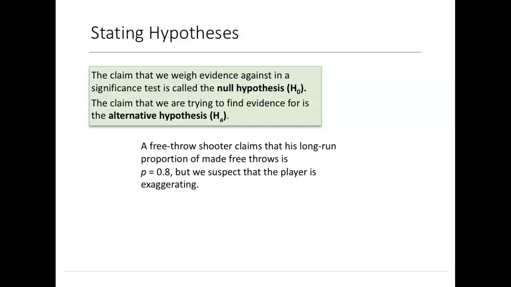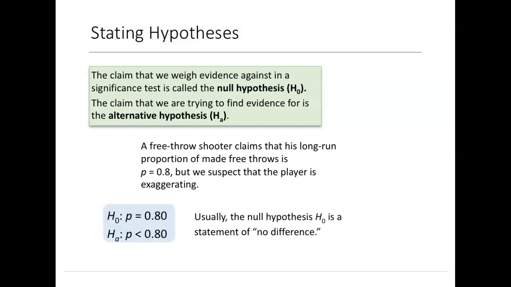So the null hypothesis is his claim that P equals 0.8. The alternative that we're looking for evidence of, we think he's exaggerating, aka translate that to an inequality. We think that P is what? Less than 0.8. And so here's how you would state those two hypotheses. The null hypothesis, P equals 0.8. The alternative is that P is less than 0.8.